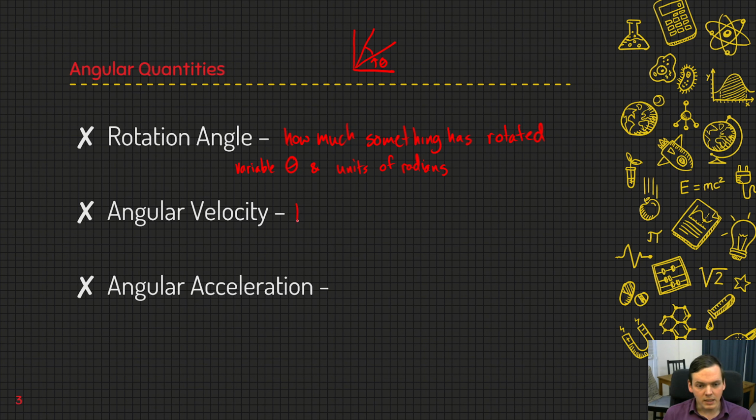Angular velocity is how quickly the angle changes. And that we represent with the variable omega, which is like a little loopy lowercase w. And units of radians per second.